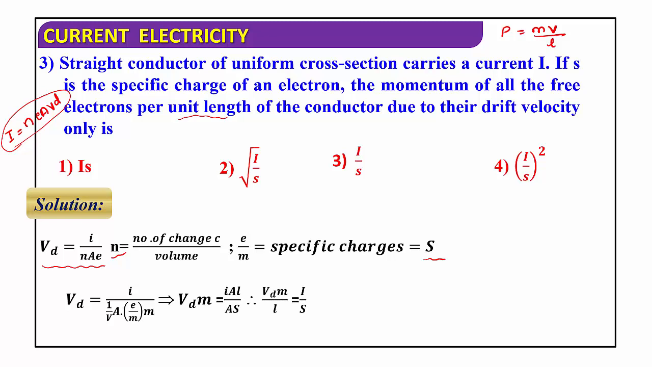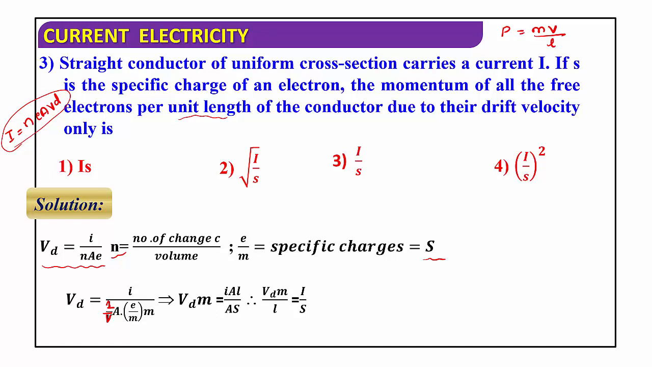How did we get this equation? Drift velocity Vd equal to I divided by the number of charges per unit volume. It means we can write the number of charges per unit volume as 1 divided by V, so 1 divided by V into area. Area keep as it is.